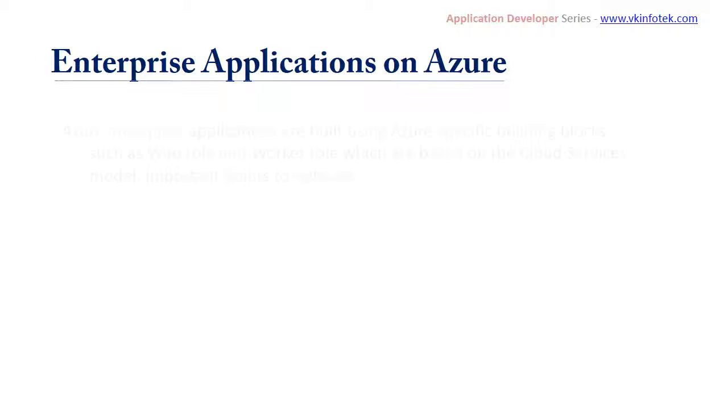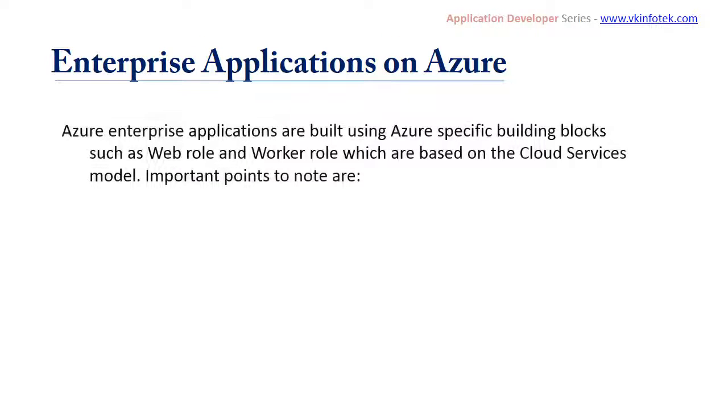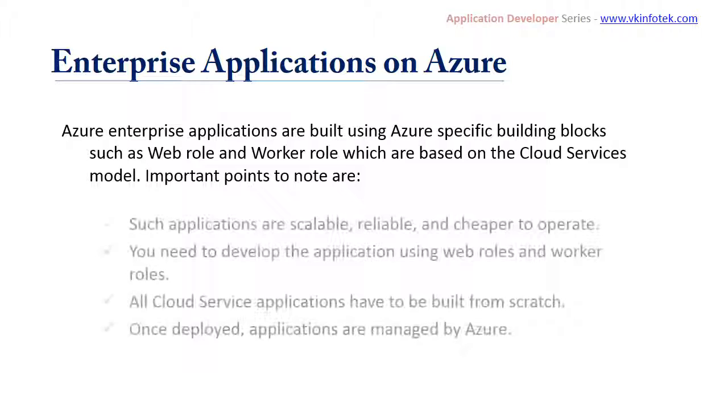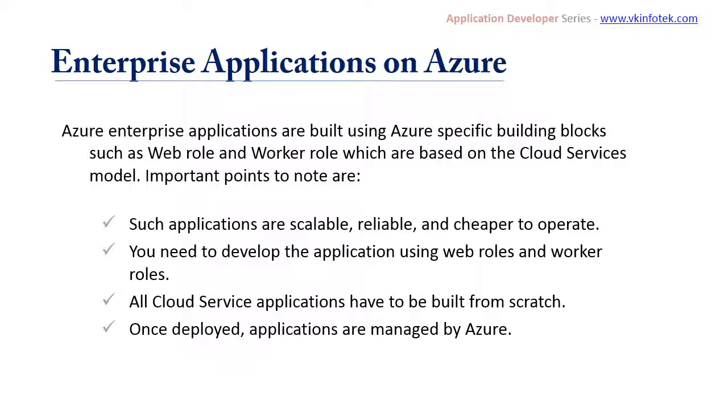The next one is enterprise applications on Azure. Azure enterprise applications are built using Azure specific building blocks such as web role and worker role, which are based on the cloud service model. Important points to note are: such applications are scalable, reliable and cheap to operate. You need to develop the application using web roles and worker roles. All cloud service applications have to be built from scratch. Once deployed, applications are managed by Azure.